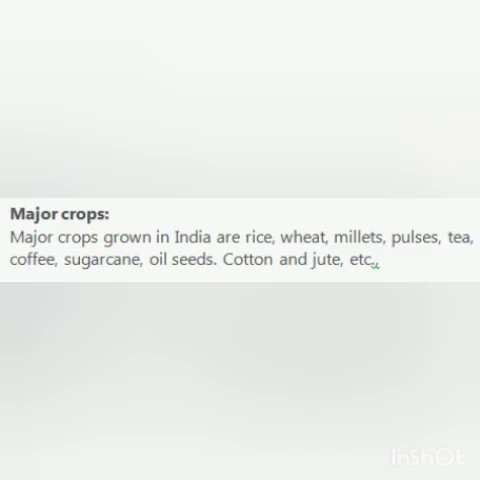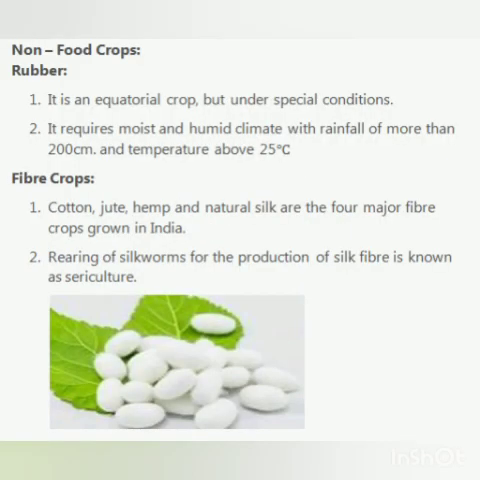Dear students, let's discuss non-food crops. Rubber. It is an equatorial crop but grown under special conditions. It requires moist and humid climate with rainfall of more than 200 cm and temperature above 25 degrees Celsius. Fiber crops: cotton, jute, hemp and natural silk are the four major fiber crops grown in India. Rearing of silkworms for the production of silk fiber is known as sericulture.